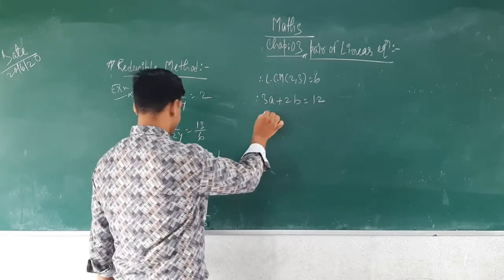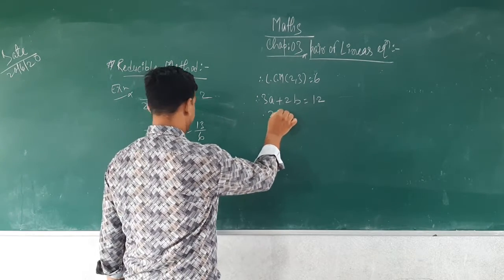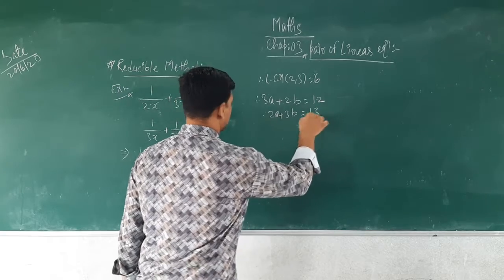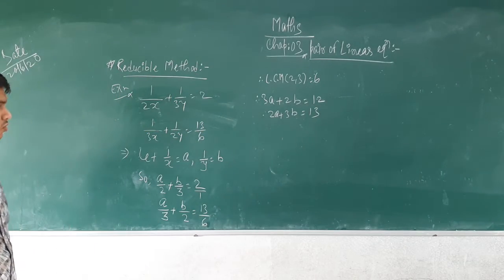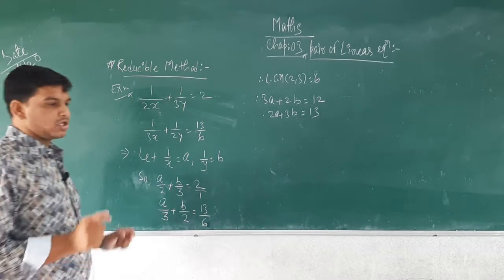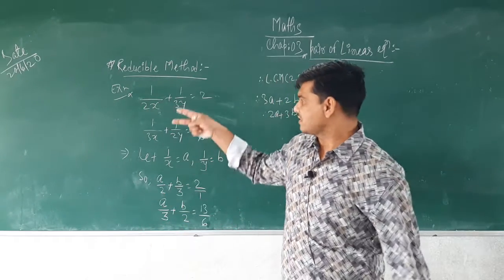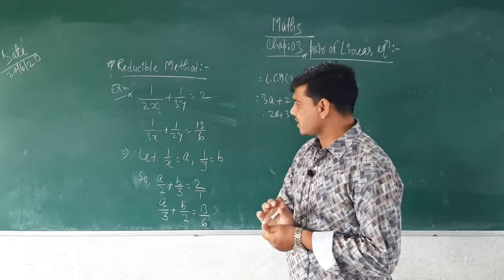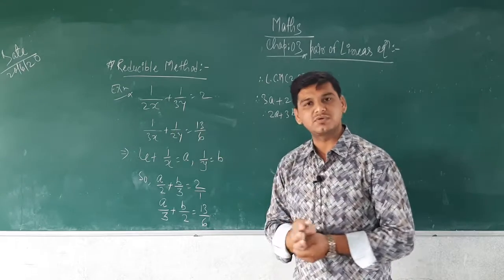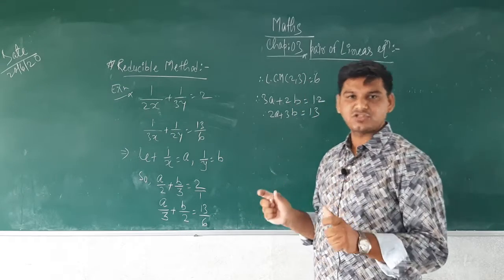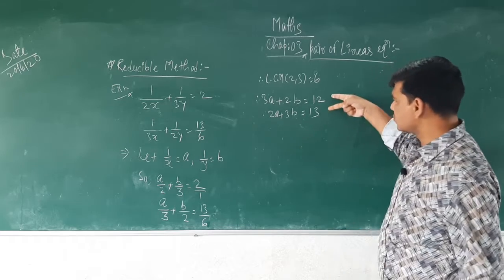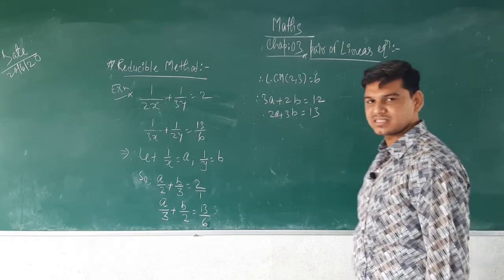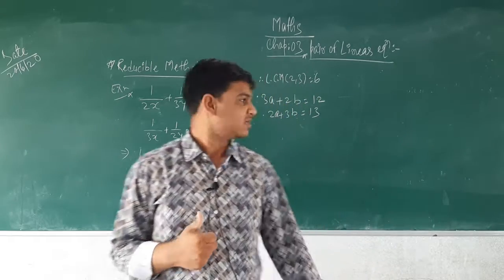Now here it will be 2a + 3b = 13, right? 2a + 3b = 13. So you will see which type of equation was given: 1/2x + 1/3y = 2 and 1/3x + 1/2y = 13/6. By reducing that, I will convert it into the standard linear equations 3a + 2b = 12 and 2a + 3b = 13.